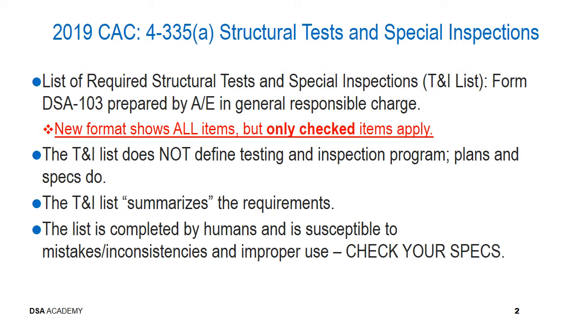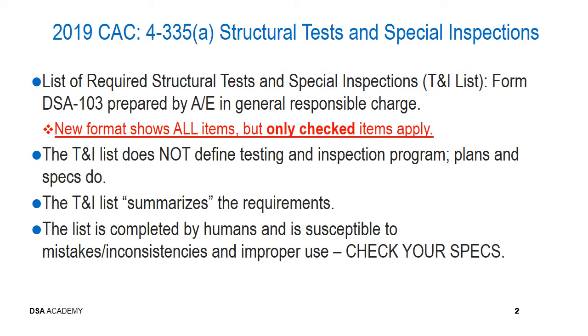Also, the TNI list does not define the testing and inspection. The plans and specs are really where you would get the tests and inspections. So the TNI list really just summarizes the requirements, and we try to be thorough and make sure that it has all the items, but this last bullet kind of jokingly says it is completed by humans and is susceptible to mistakes.